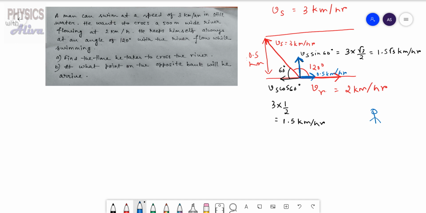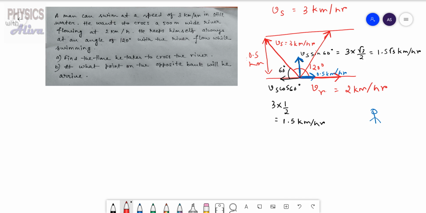So when you are observing from outside, these two are the net vertical and net horizontal component. So what will be the net velocity of the person who is swimming, resultant of these two? This is the resultant of the net horizontal and vertical component, right? These two blue are the net horizontal and vertical, and this red represents the resultant of these two blue arrows.